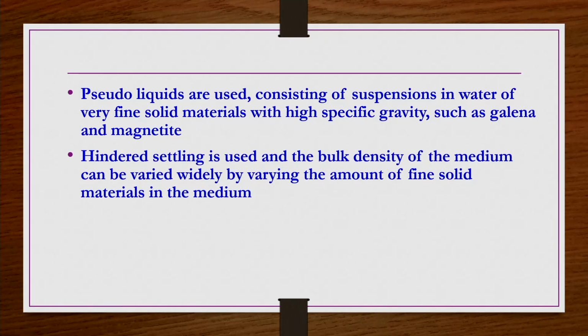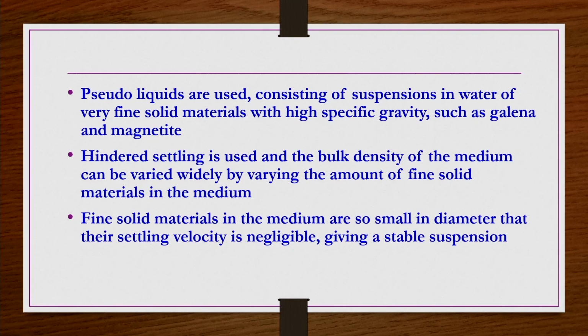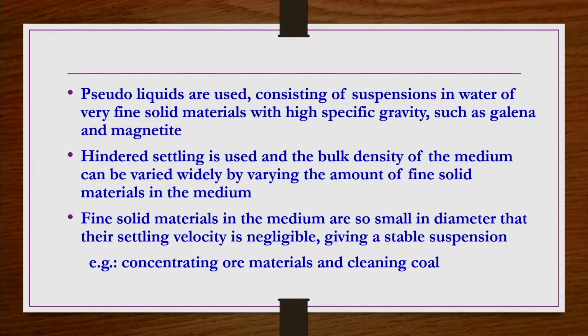Hindered settling is used, and the bulk density of the medium can be varied widely by varying the amount of fine solid materials in the medium. Fine solid materials in the medium are so small in diameter that their settling velocity is negligible, giving a stable suspension. Examples are concentrating ore materials or cleaning coal, etc.